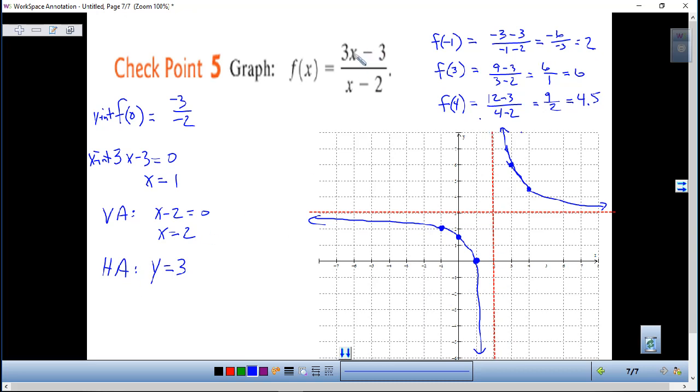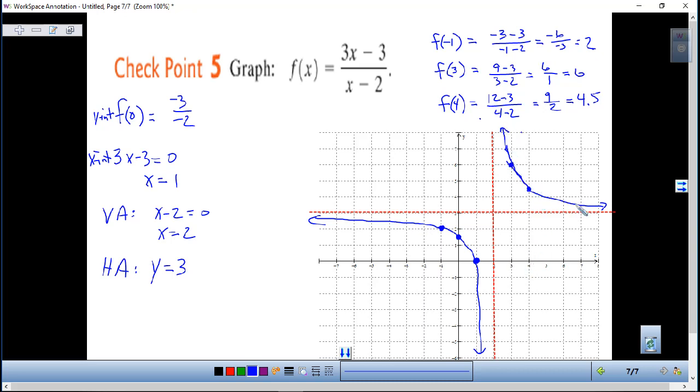Horizontal asymptote, compared degrees. Degree 1 over degree 1, take my fraction, 3 over 1, and my horizontal asymptote was y equals 3. All right, at that point, I just needed a couple more points, so I did an f of -1. Plug in -1 in here, I get 2. So I got that point right there. I also plugged in 3 and 4 to get some points over on this side of the vertical asymptote. And when I did, I got 6 for 3, so I got the point (3, 6), and the point (4, 4.5).